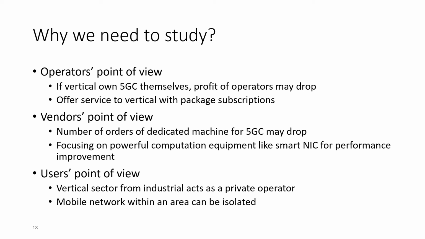So the vendor would like to overcome this issue. They can focus on developing powerful computation equipment like smart NIC cards for performance improvement, so they can install this equipment in the commodity server also. From a user's point of view, the vertical sector from industry acts as a private operator, so they can control their network themselves. There are some benefits: a mobile network within an area can be isolated, so the data is not shared, and the data will be very safe.